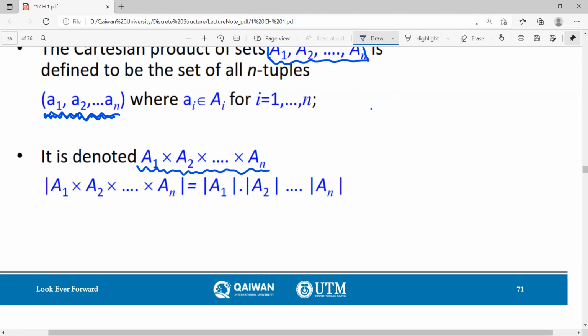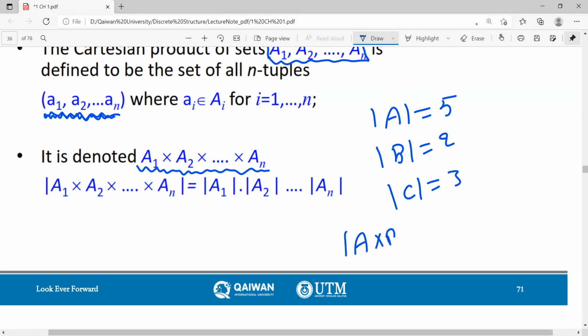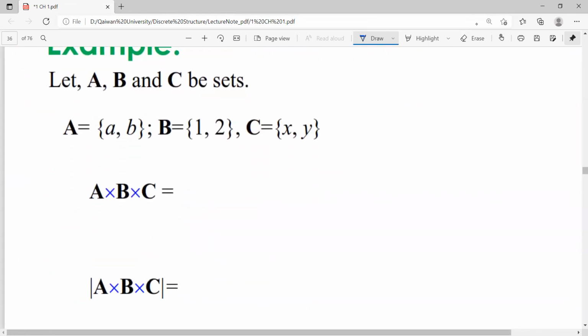If you have 3 sets, let's say the cardinality of A is 5, the cardinality of B is 2, the cardinality of C is, let's say, 3. We say the cardinality of A times B times C equals the cardinality of A times the cardinality of B times the cardinality of C. It equals 5 times 2 is 10, times 3 is 30. Let me write it down clearly. It's 5 times 2 times 3, which is 30. We find the multiplication of their cardinalities.